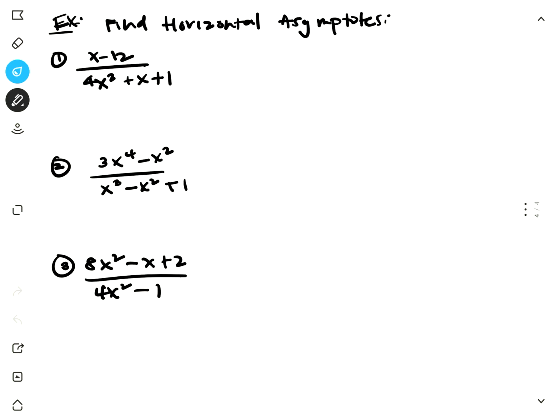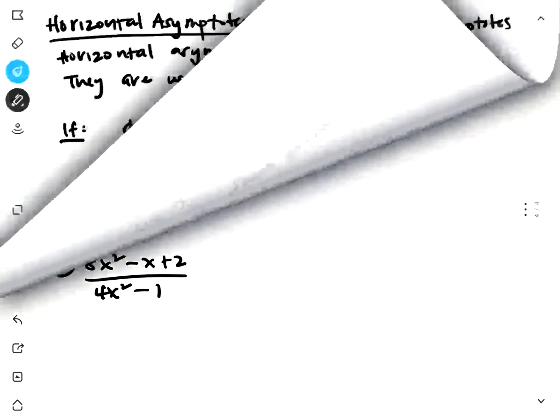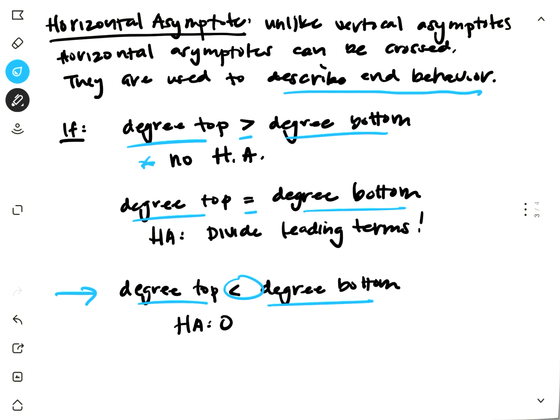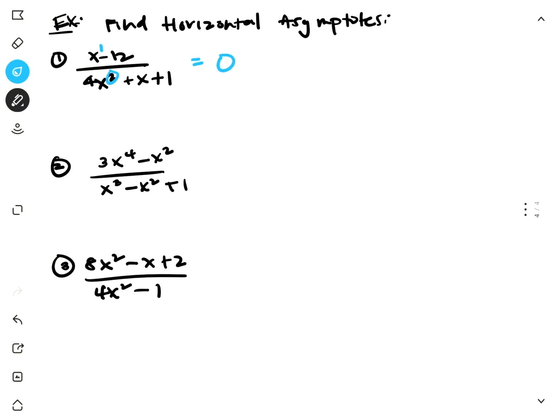Okay, so let's look at some here. Find horizontal asymptotes. So notice the degree on the top here is 1. The degree on the bottom is 2. So if we look back here, the top is less than the bottom, then the horizontal asymptote is 0. So we'd have some graph, and then the horizontal asymptote would be the x-axis. So it might look like this. As we go towards negative infinity, on the left-hand side, it gets closer and closer to 0. And on the right-hand side, as we get towards positive infinity, it gets closer and closer to 0.